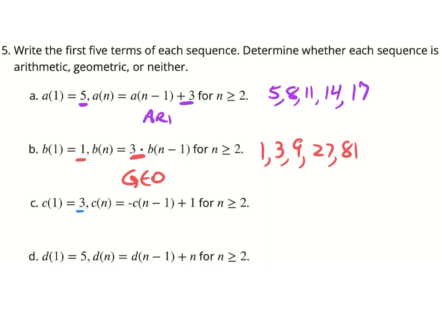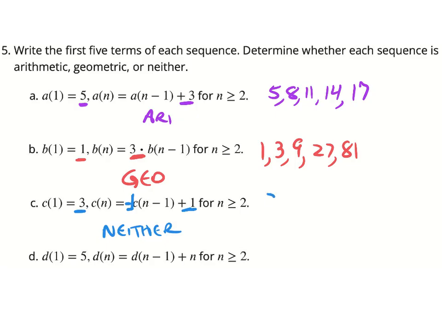Next one, we're starting at 3, times it by negative 1. There's no number after a negative sign. It means times by negative 1 plus 1. So this is neither. It would be geometric if we were just multiplying by negative 1, but it's neither because we're multiplying by negative 1 and we're adding 1.